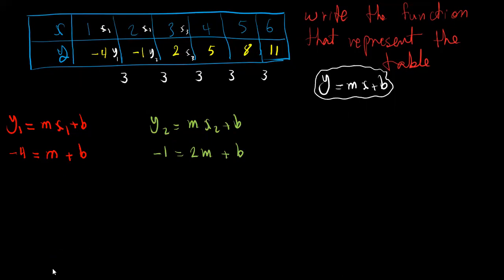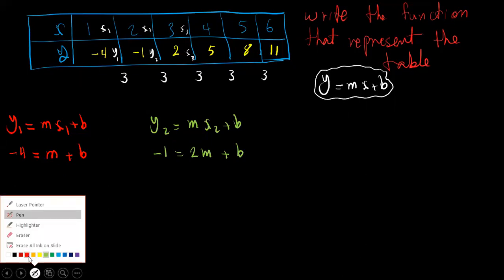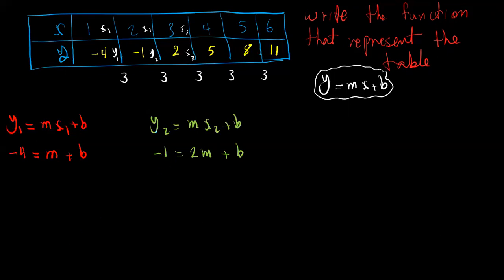Get the first difference. I will get the first difference, yes. This is y2 minus y1, order is important: next minus the previous one, okay? -1 minus -4 will be 3. The first difference, yes, I know the first difference is 3, equal to 2m minus m, which is m. b minus b cancelled. So m equals 3. I got the first parameter, 3.